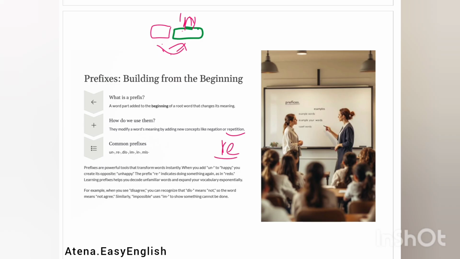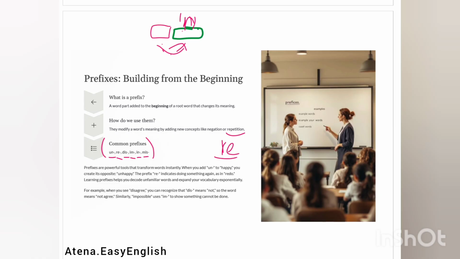So you can use prefixes with different meanings. And here we have some common prefixes like un, re, dis, in, and mis. For example, understanding, misunderstanding, important, unimportant, agree, disagree, watch, rewatch, possible, impossible. Okay, these are all about prefixes added to words.